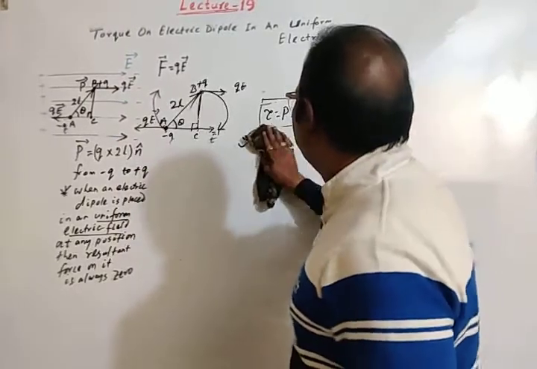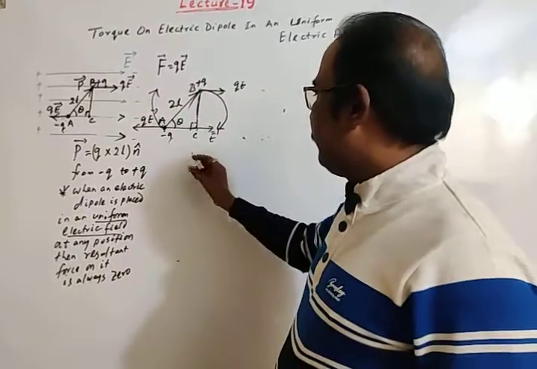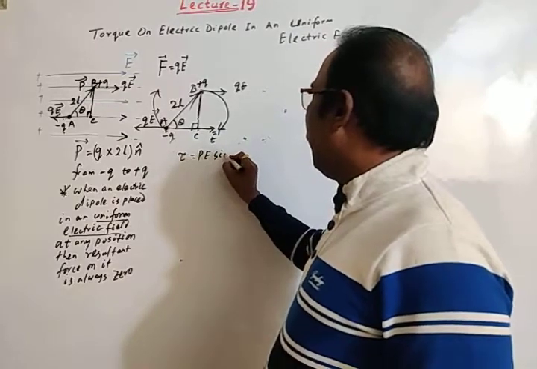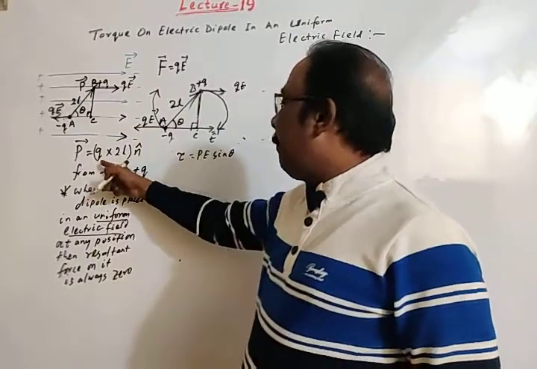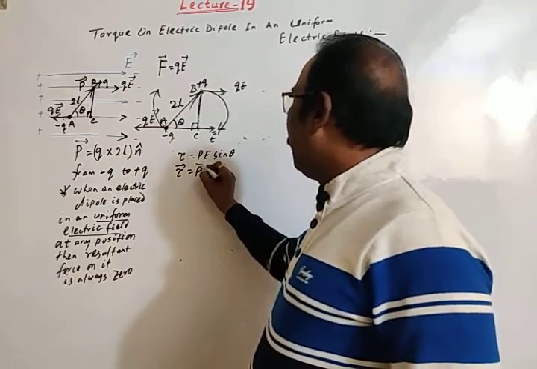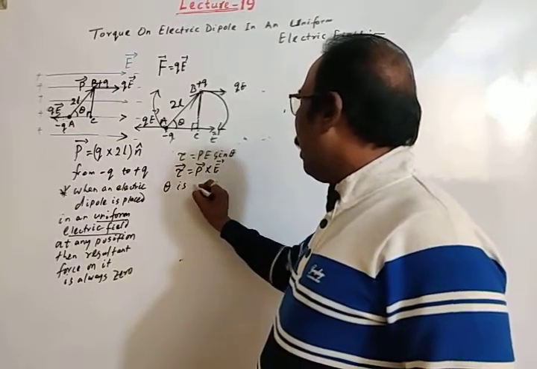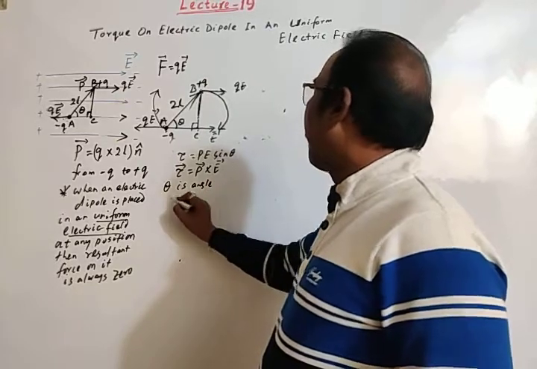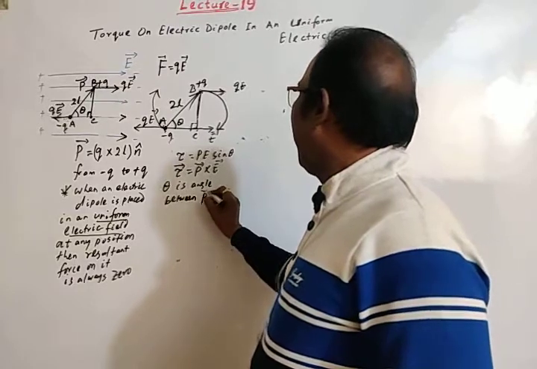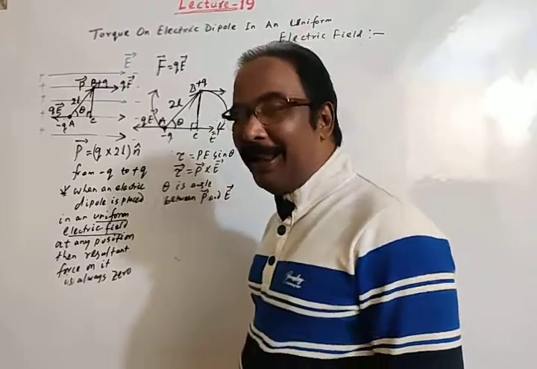This is about torque. The magnitude of torque is PE sin theta, where P is the dipole moment, Q into 2L, and in vector form torque is equal to P cross E. Theta is the angle between the P vector and the E vector, the dipole moment and the electric field.